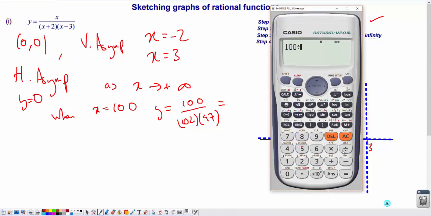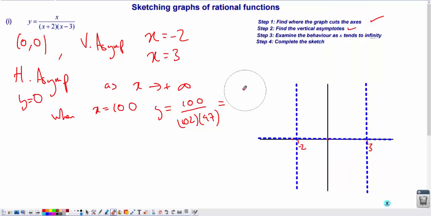It's 100 divided by 102 times 97, and that's 0.00... I'm not even going to write it. I'm just going to say it's greater than 0. Now, the fact that it's greater than 0 means as x tends to positive infinity, over here on my graph, this is what's going to happen.